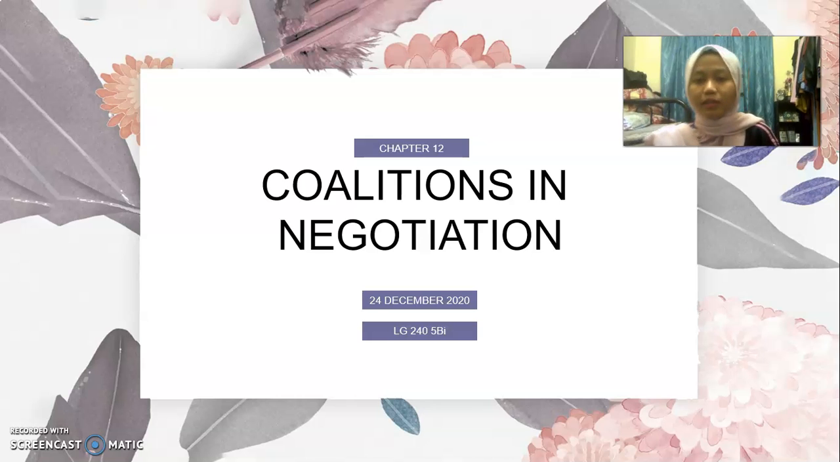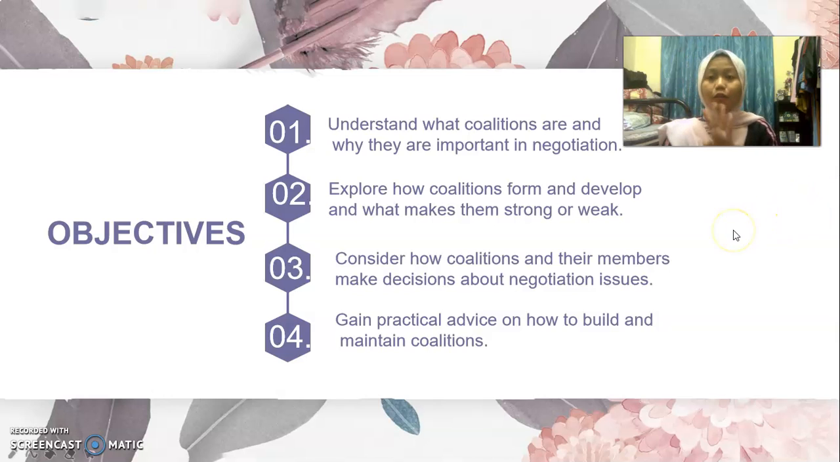The learning objectives for this topic: there are 4, which are to understand what coalitions are and why they are important in negotiations. Next is to explore how coalitions form and develop and what makes them strong or weak. The next one is to consider how coalitions and their members make decisions about the negotiation issues. Last but not least is to gain practical advice on how to build and maintain coalitions.